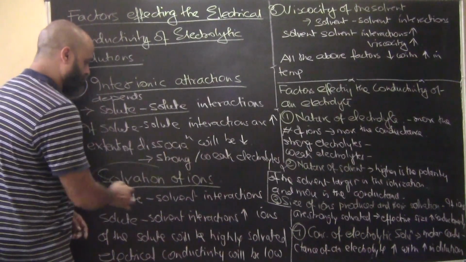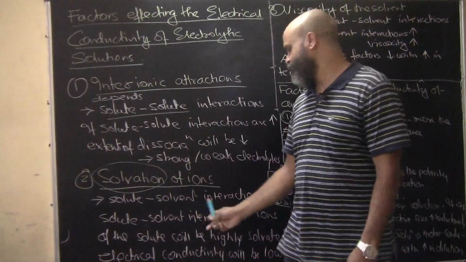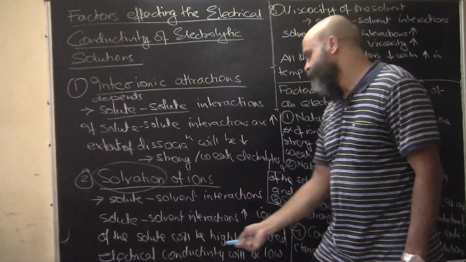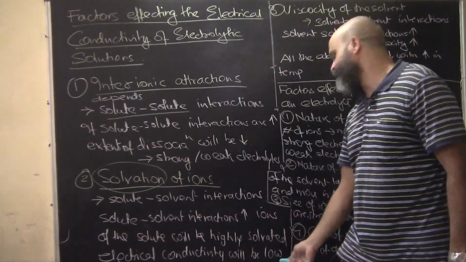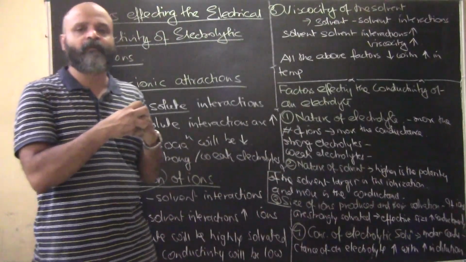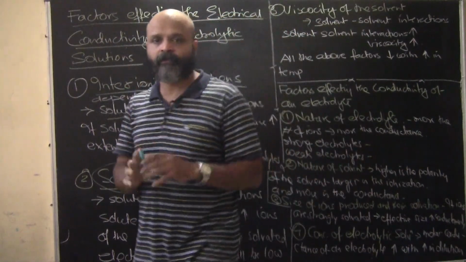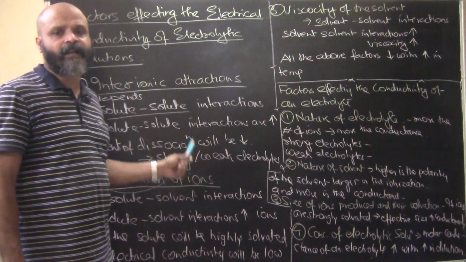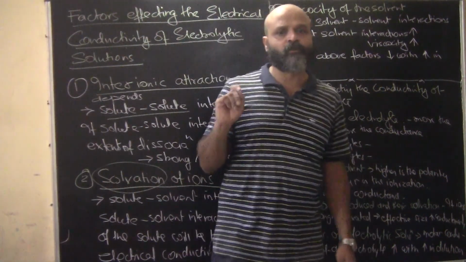What do we have next? Solvation of ions. If the solute-solvent interactions are more, then the ions of the solute will be highly solvated, and electrical conductivity will become low. They become associated with the solvent molecules, because of which the electrical conductivity drops. So whether it is solute-solute or solvent-solute interactions, if they become more, the electrical conductivity is going to go down.